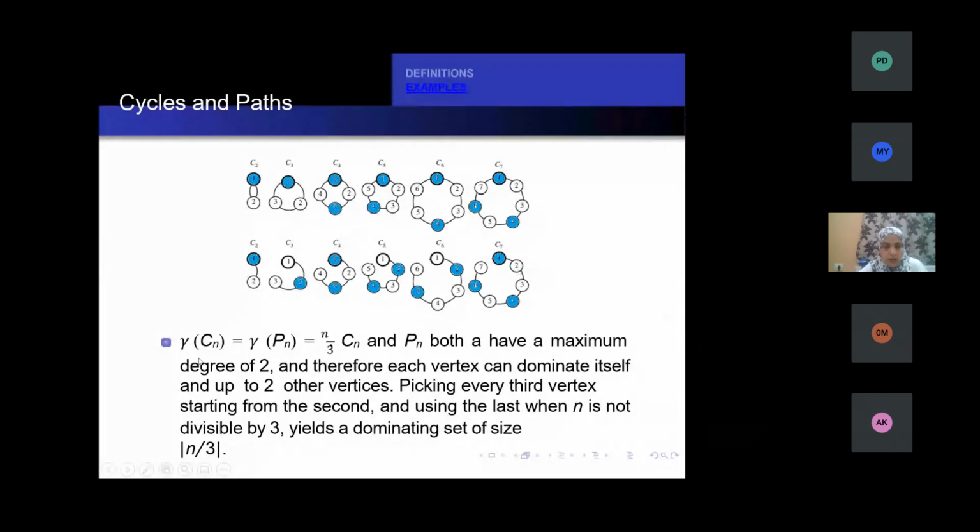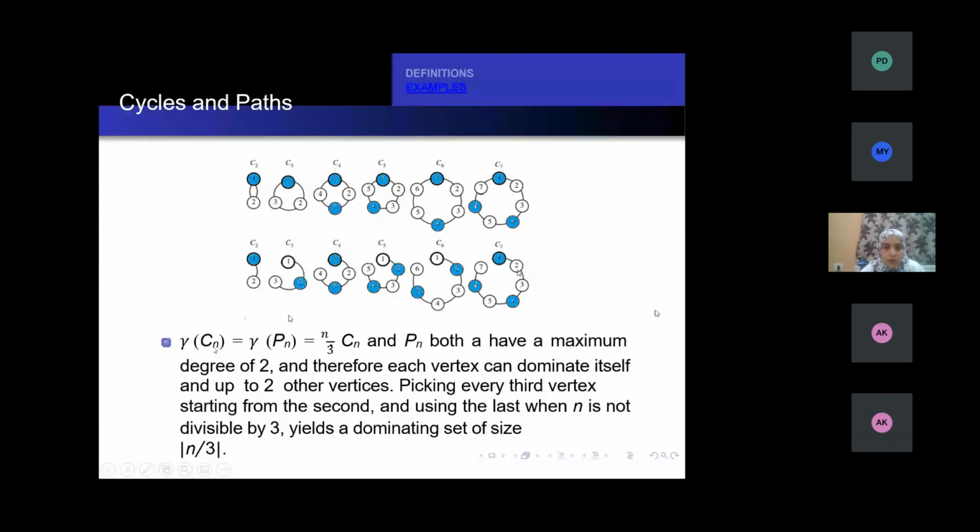path graph. So here we can see gamma of Cn. Cn is nothing but a cycle graph. Gamma of Cn will be equal to gamma of Pn, a path graph. That means the domination number of a cycle graph is equal to the domination number of a path graph, which will be n by 3 of Cn and Pn. Both have a maximum degree of 2. It means that if they have a maximum degree of 2, then gamma will be n by 3 of Cn. And therefore, each vertex can dominate itself and up to 2 other vertices.